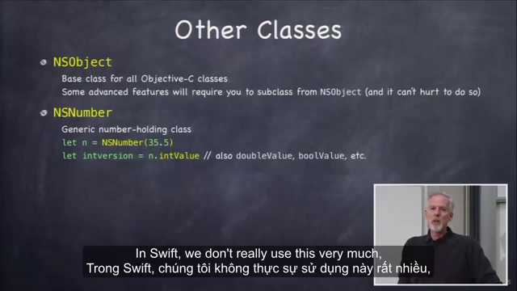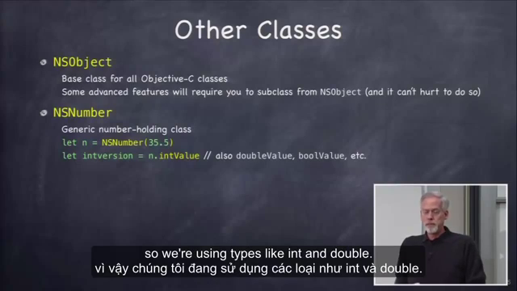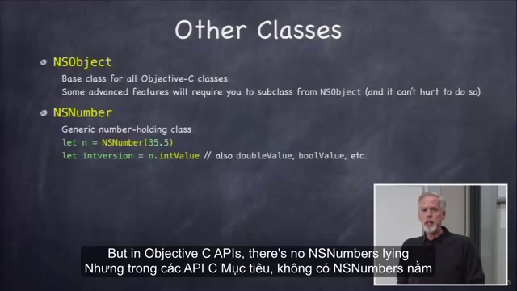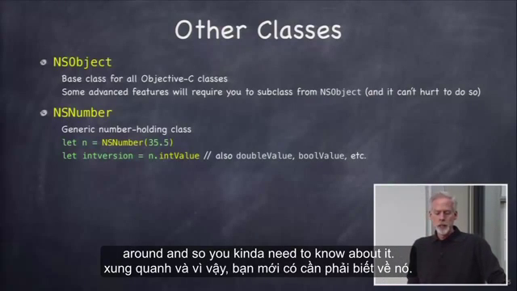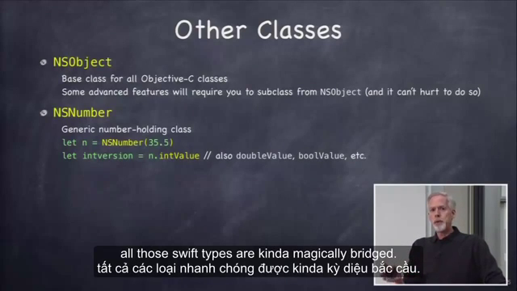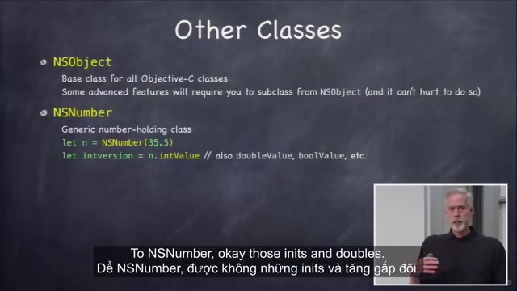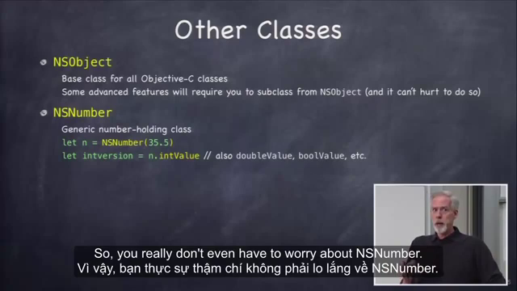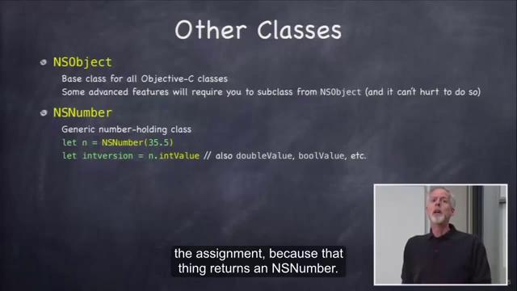In Swift, we don't really use this very much because it's strongly typed, and so we're using types like Int and Double. But in Objective-C APIs, there are NSNumbers lying around. And so you kind of need to know about it. I'm going to talk a little bit later about the fact that all those Swift types are magically bridged to NSNumber, those Ints and Doubles. So you really don't even have to worry about NSNumber unless you're going to use something like the NumberFormatter that we used in the assignment, because that thing returns an NSNumber.